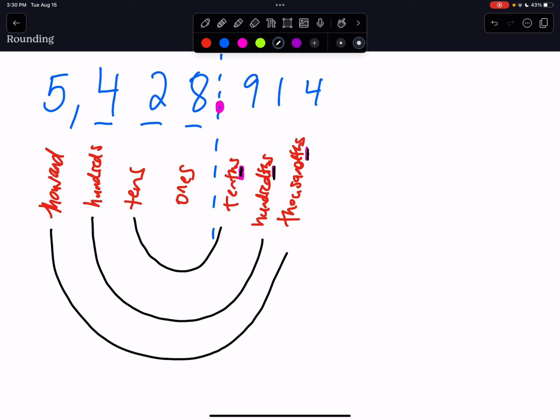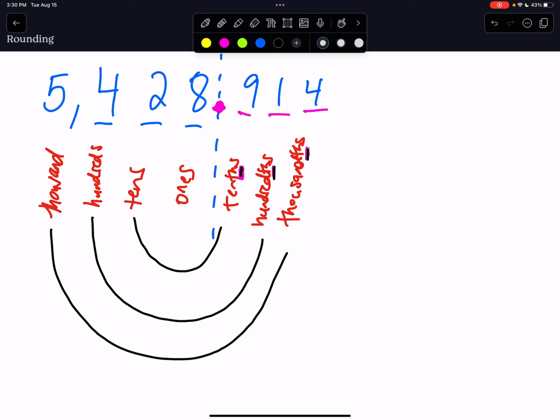If we wanted to be a little bit more specific, we would call this 5,428 and, that's how we could read the decimal point, as an "and", 914 thousandths. Notice the TH there. Since we ended at the third from the right of the decimal place, we would call that thousandths.